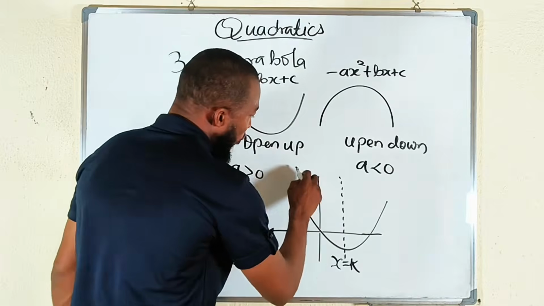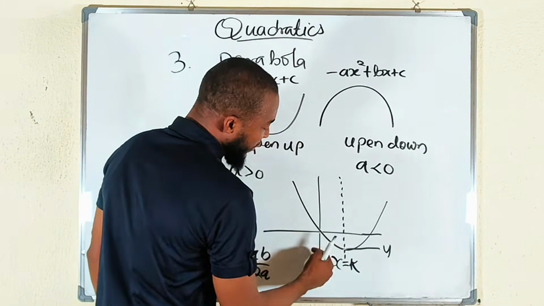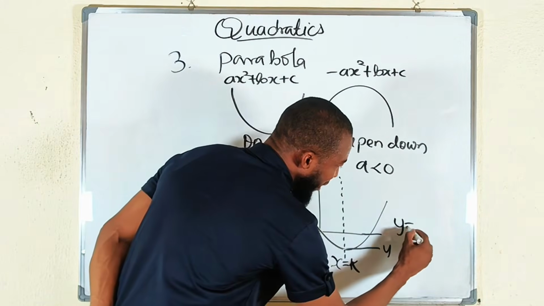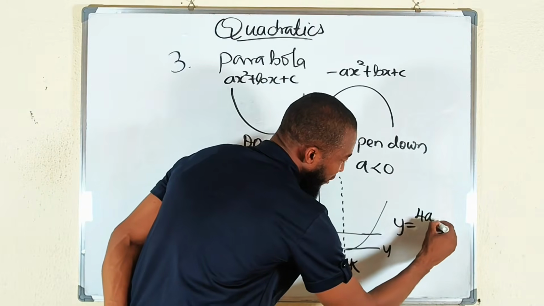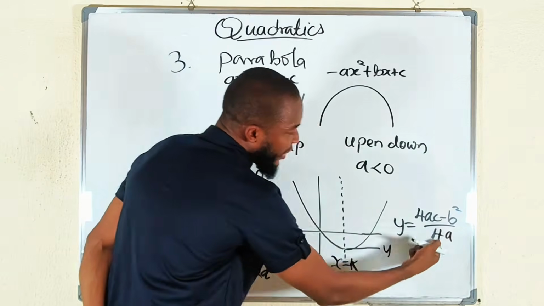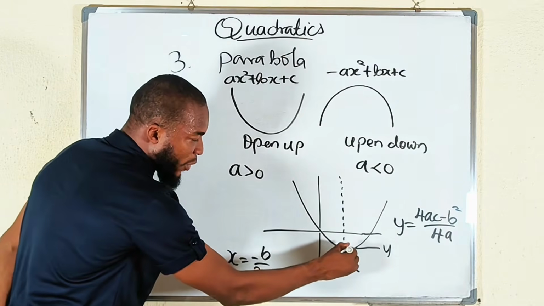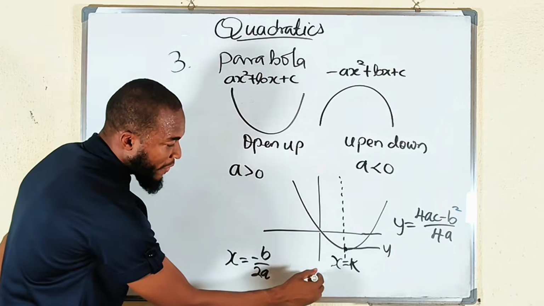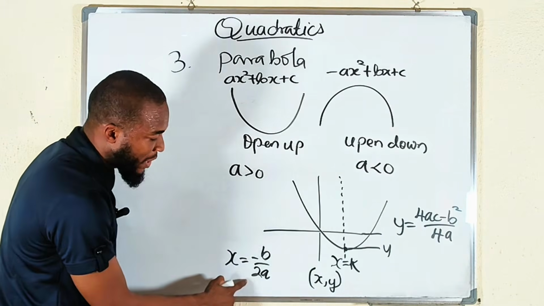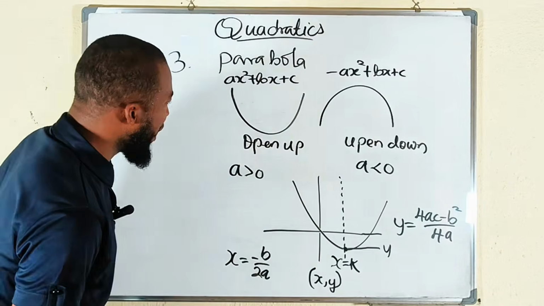And when you have an open up parabola, you always get a minimum value of y. So what is the value of y at that point? The value of y at that point can be obtained by taking 4ac minus b squared divided by 4a. Once you evaluate this, you're going to get the corresponding value of y at that point. At the turning point, we have a value of x and y. So the value of x there can be obtained by using this formula, and the value of y can be obtained by using that formula.